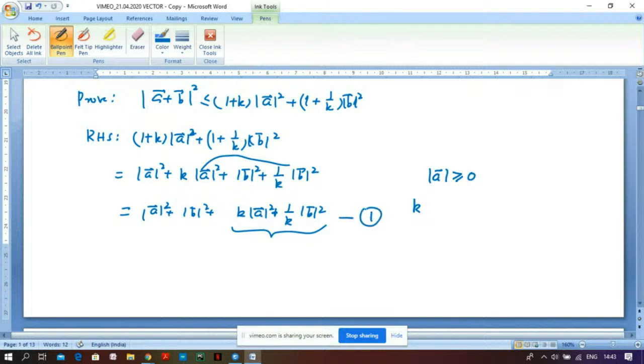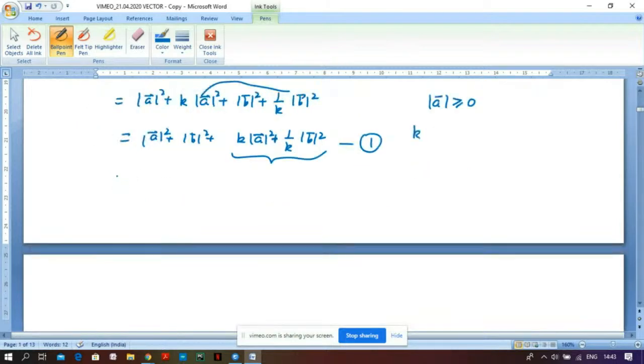So let's number it 1. And let me apply AM-GM. If you have any difficulty, you can think of a squared, that's perfectly all right, but then I will stick with this one. So k times modulus a squared plus 1 by k times modulus b squared.